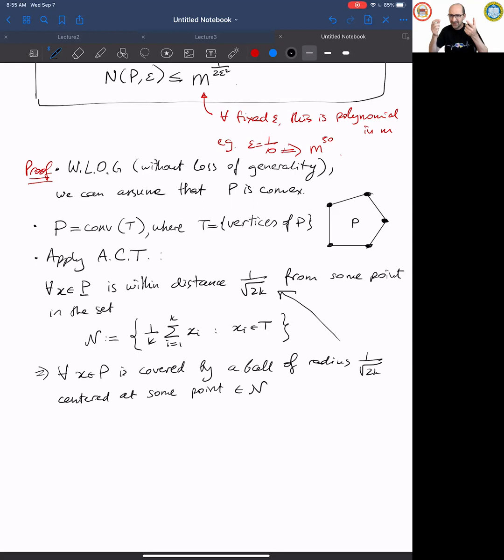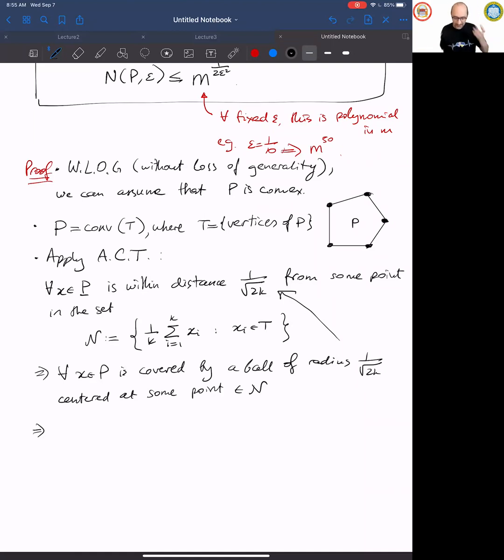Yeah, okay, is it clear? X is within distance epsilon from Y if X is covered by the ball centered at Y with the radius epsilon. Okay, perfect.